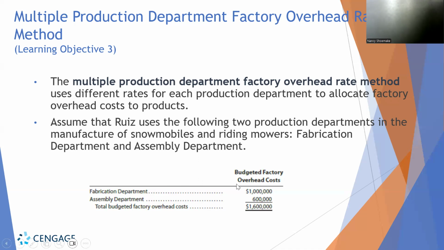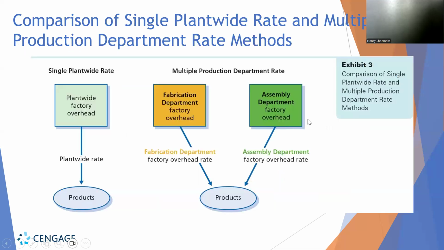So, you know, the overhead here for fabrication is almost double what it is for assembly. So in this case, if one of those products takes more hours in fabrication, do you see how the costs are going to get assigned a little more accurately? Make sense? So in this case, we're going to break it down by department. More involved, but probably a better, more accurate factory overhead that's being applied.